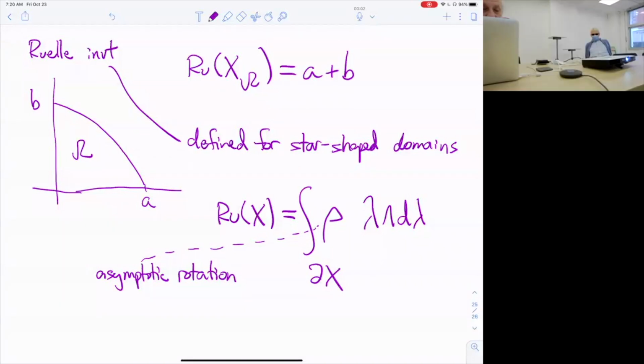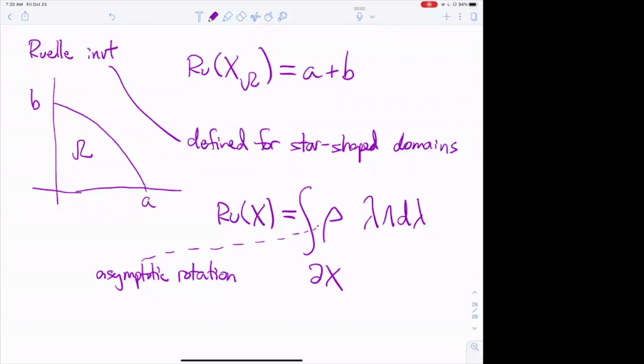Okay. Thanks. Michael, I have a question. Is this formula only for convex toric domains?